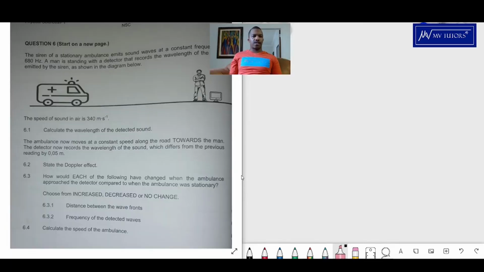Question 6. The siren of a stationary ambulance emits sound waves at a constant frequency of 680 Hz. A man is standing with a detector that records the wavelength of the sound emitted by the siren, as shown in the diagram below. The speed of sound in air is 340 meters per second. Now calculate the wavelength of the detected sound.